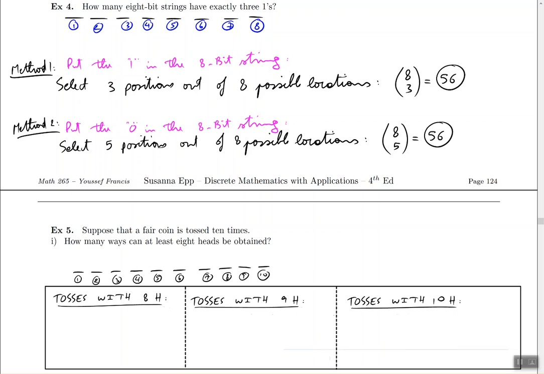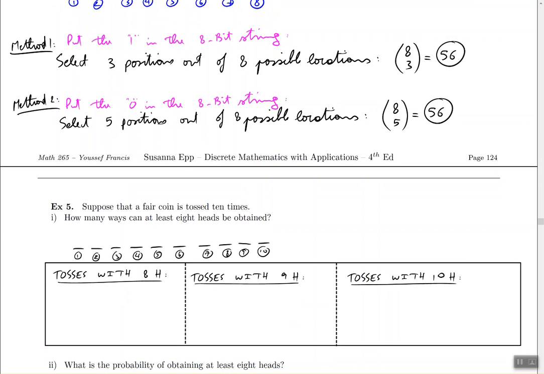Okay, so again, when you end up with 8 heads on a toss, that's kind of similar to the 8-bit string that we did earlier, except this time you have to select where the 8 heads go. So you can select them 1, 2, 3, 4, 5, 6, 7, 8, and the other 2 will automatically become tails, for example, okay? So how many ways can that be done? Well, you're selecting where the 8 heads go, out of 10 tosses.